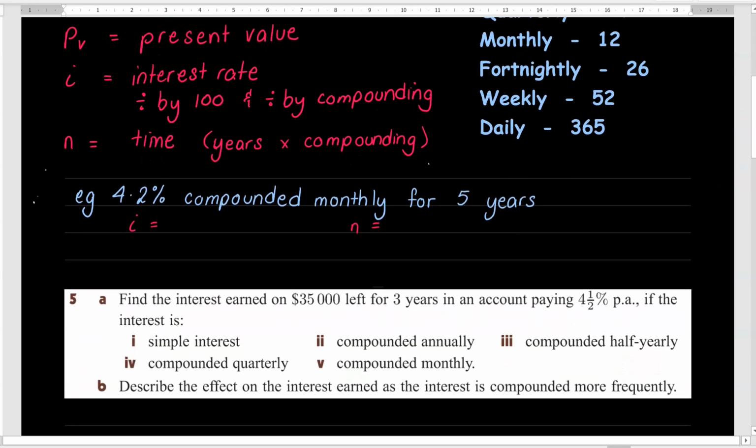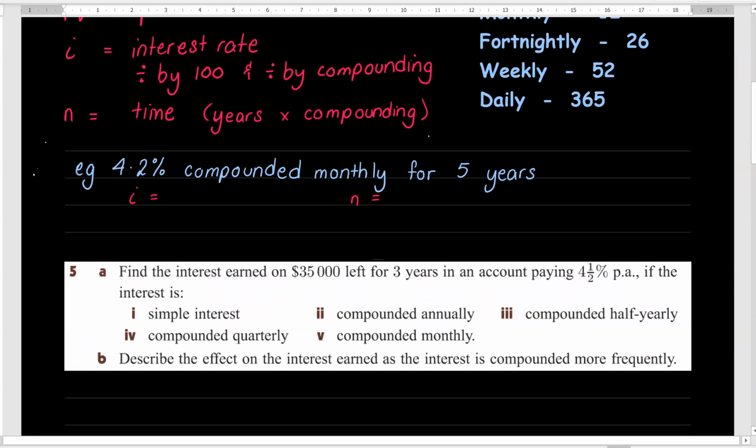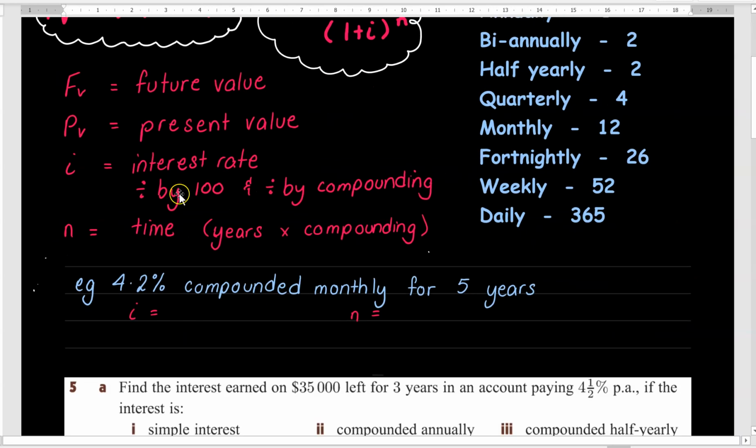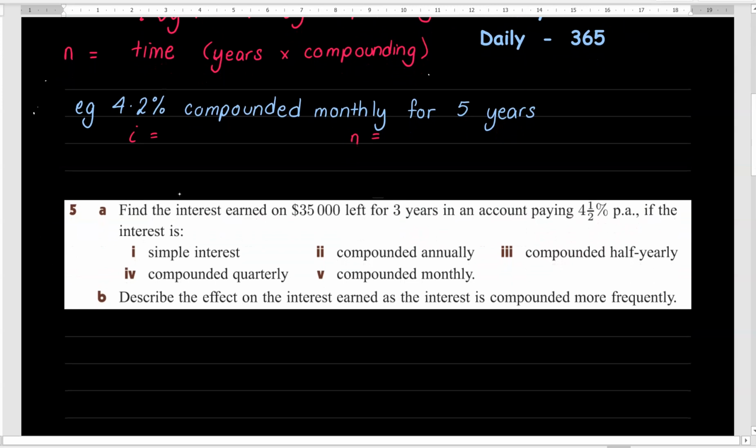Okay, so a short little situation that we have here. If I've got 4.2% compounded monthly for 5 years, remember we said you need to divide the 4.2% by 100 first, so that becomes 0.042 because you've divided it by 100, and then because it's compounded monthly, you must now divide that by 12. Don't work this out in the calculator, you'll do it all in one hit.